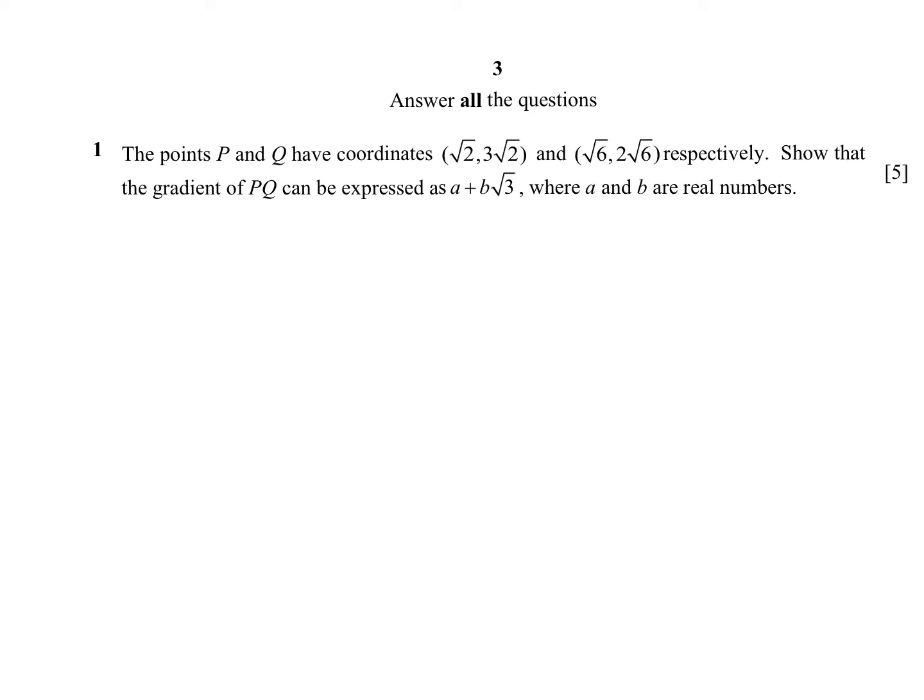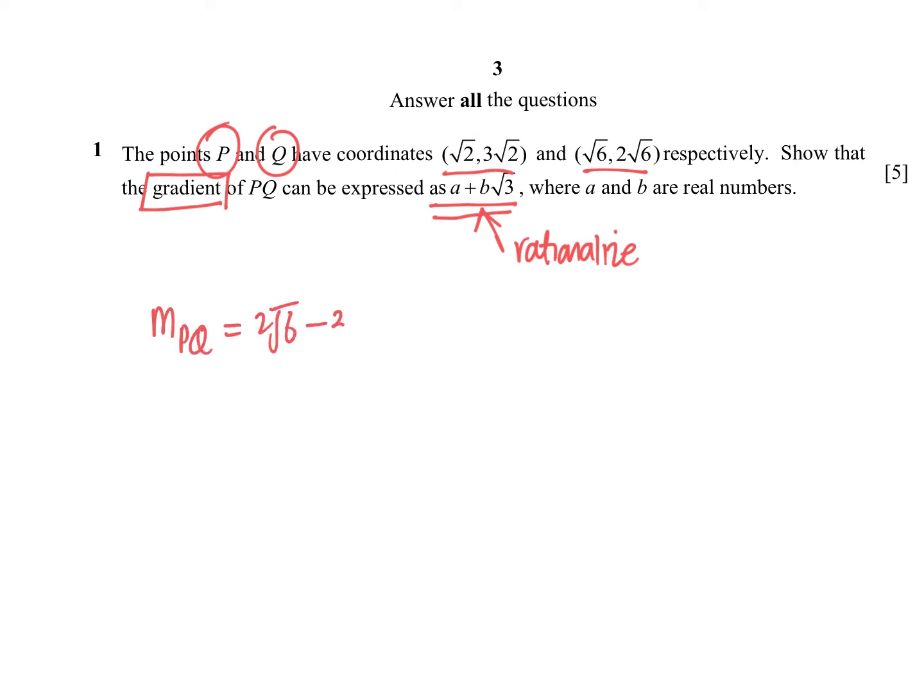Okay, this question. It says P and Q have these coordinates. I want to show that the gradient can be expressed in this form. So when you see this, you know you need to rationalize because there's no denominator. So gradient formula: gradient of PQ is y2 minus y1 over x2 minus x1. You can also do the reverse.